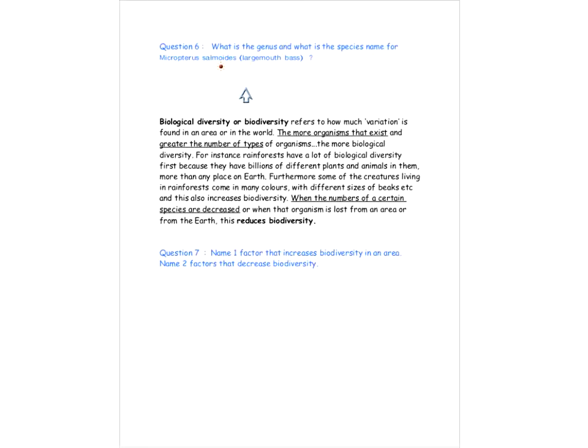Okay, so when you look at a loss of biodiversity, you're looking at basically a loss of variation. When you have less variation in an area, you have less biodiversity. And any time any creature is wiped out completely in an area, you have less biodiversity, right? So if you're talking about a creature being wiped out in a local area or on the whole Earth, all those things are going to decrease biodiversity. All right? So the question here is, name one factor that increases biodiversity. So what would be one factor that would increase it?